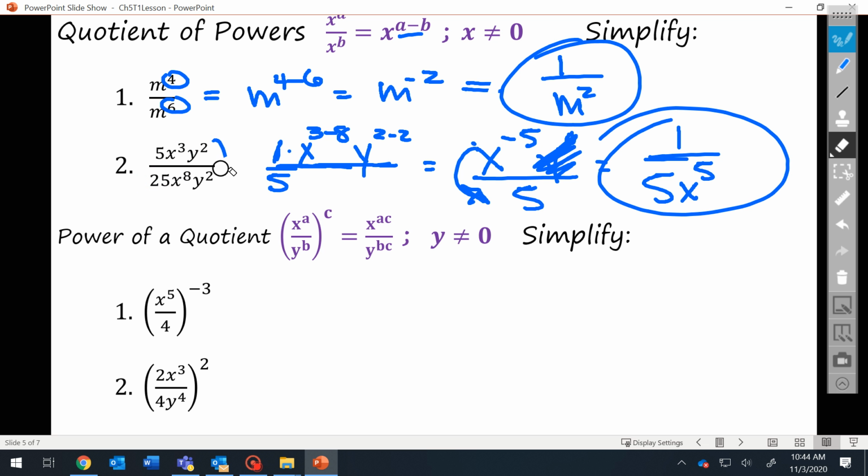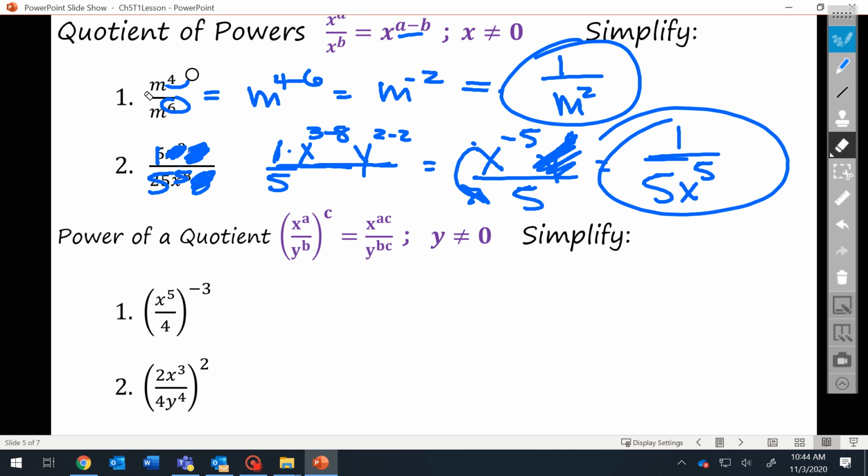Now, you probably could have figured that out just by looking at the problem. If there's 3 x's on top and 8 x's on bottom, then 3 of these x's would cancel with 3 of these, and you'd be left with 5 x's. And the y squareds just cancel each other out. This simplifies to 1 over 5, so we have 1 over 5x to the 5th.